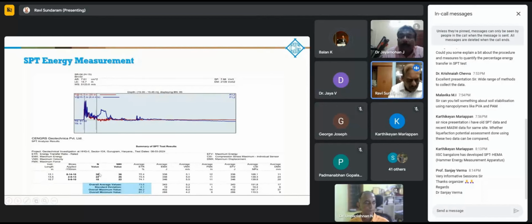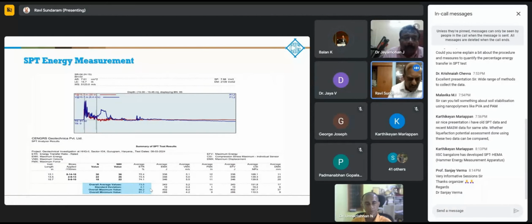So for all these 30 blows at 13.1, the measurement was taken and the average was 72.4. Same way for the others. Then all that data, so I have 36 plus 26 plus 22 data points. For that, the standard deviation is 4.1. Okay, sir. Now I understood.